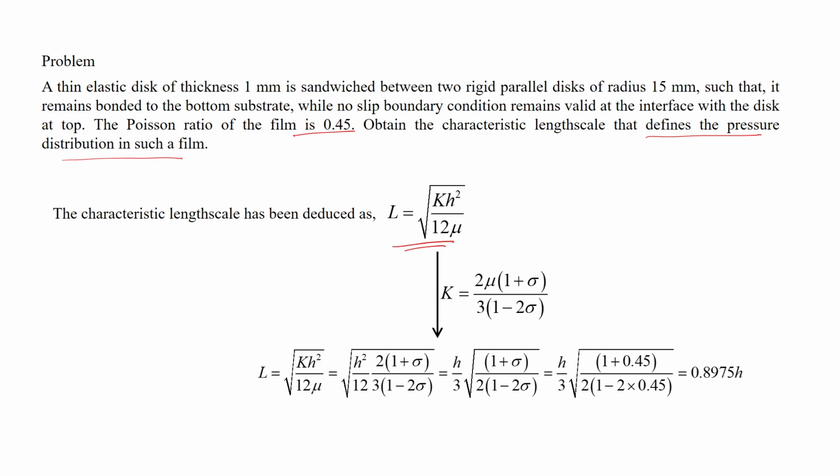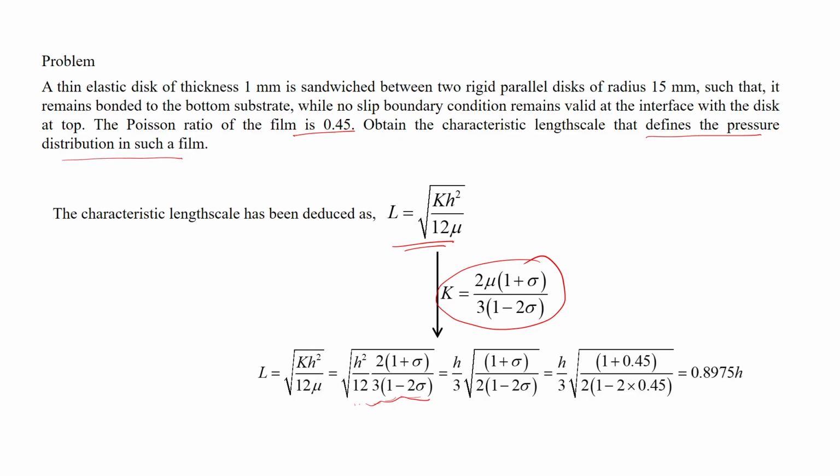So L is equal to K square by 12 mu. Now if you substitute K as the expression that we have derived a long time back, the bulk modulus, here in essence we have a ratio of K by mu. So therefore what we have here is H square and then a function of this Poisson ratio. So that is the idea here.